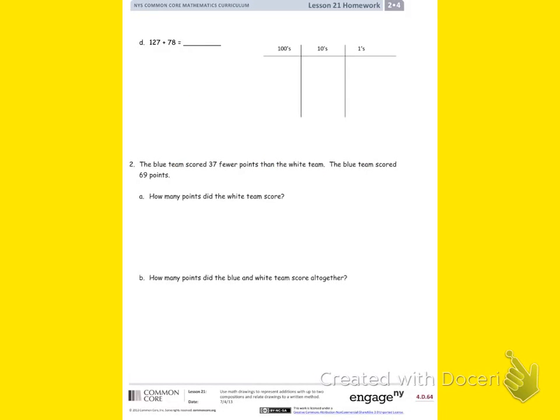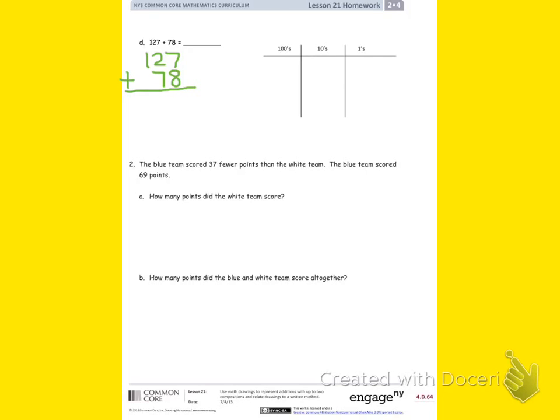Module 4, Lesson 21's objective is to use math drawings to represent additions with up to 2 compositions and relate drawings to a written method. Item D, 127 plus 78. I will write this vertically. It's important to make sure that the 78 is lined up under the tens and ones column. Otherwise, I'll get the wrong answer. Now, I will solve it vertically.